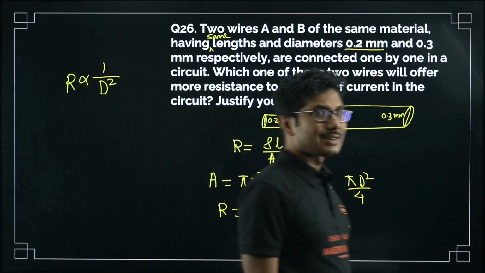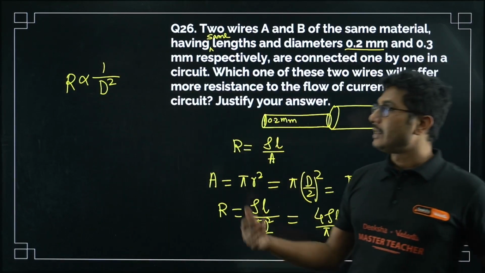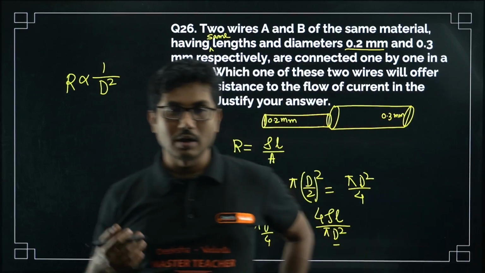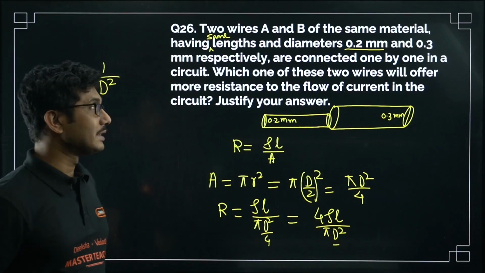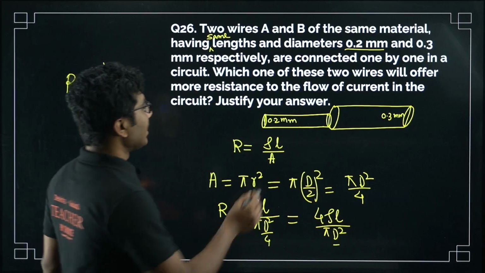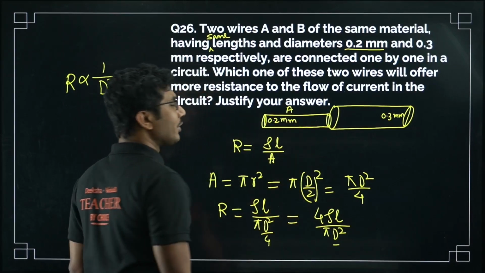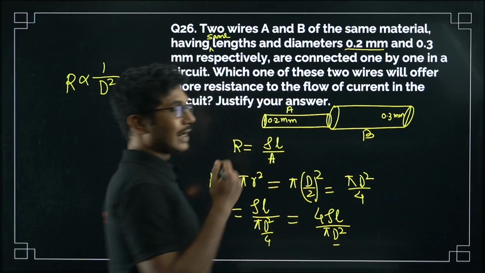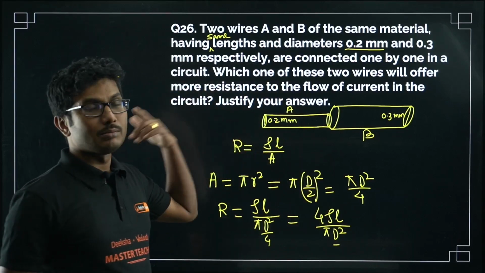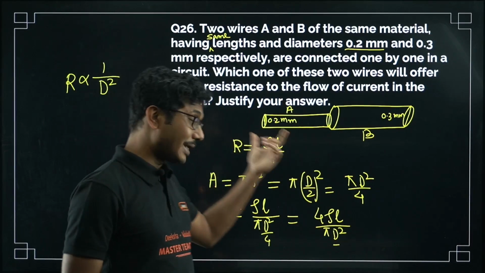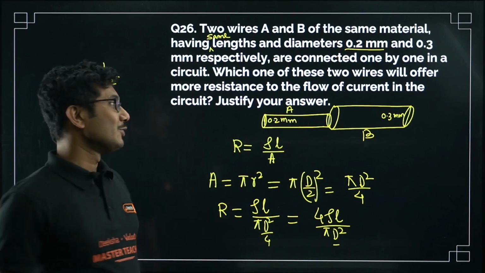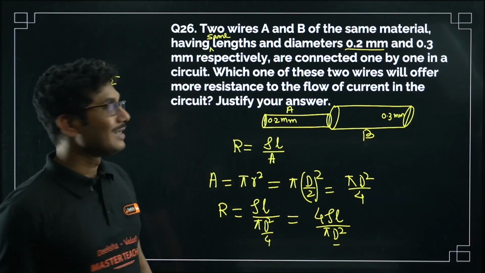So whoever has the higher diameter will have less resistance. Whoever has less diameter has more resistance. So in this case wire A will have more resistance compared to wire B, because the diameter of wire A is less than the diameter of wire B. So the more the diameter, the less the resistance.